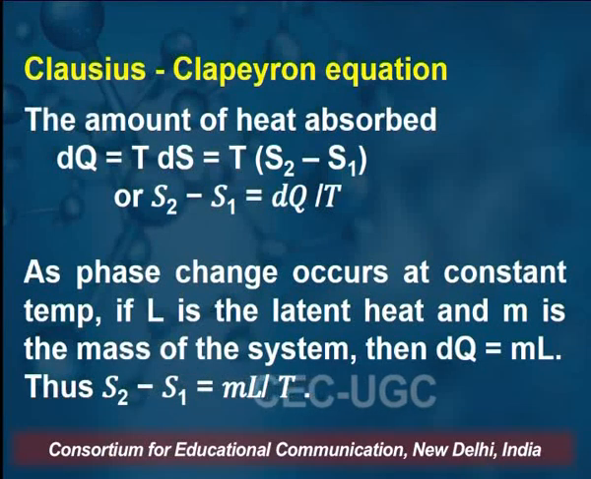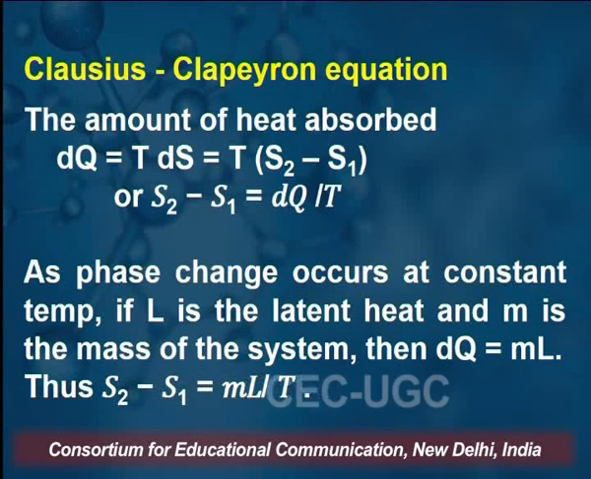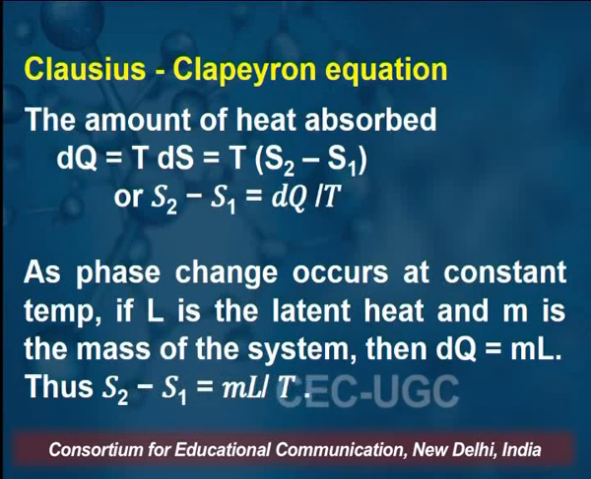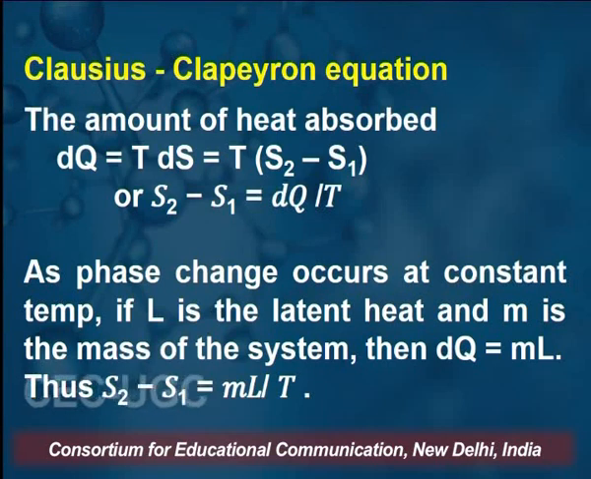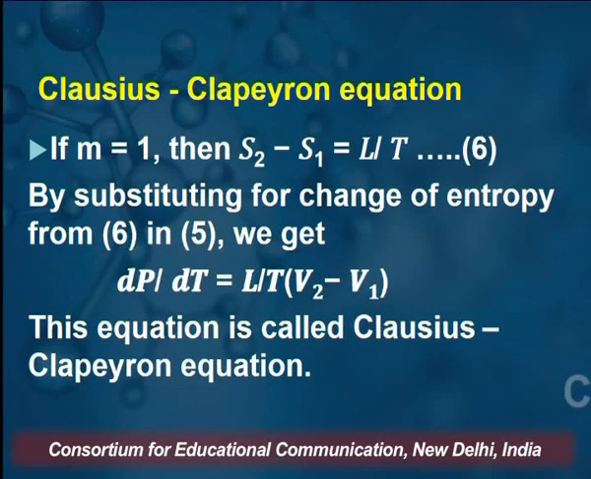Now remember, the amount of heat absorbed dQ is defined as TdS. dS is nothing but S2 − S1. So what do we get? We get S2 − S1 is equal to dQ/T. Further, as the phase is changing at constant temperature and L denotes the latent heat and M denotes the mass of the system, then dQ can be written as M into L. Using this fact, we can write S2 − S1 is equal to ML/T. If M is equal to 1, then S2 − S1 is equal to L/T.